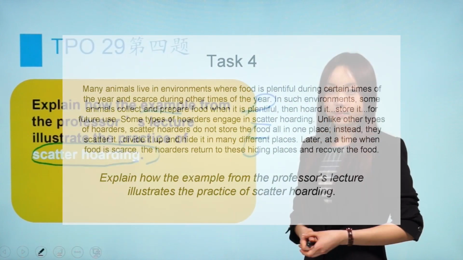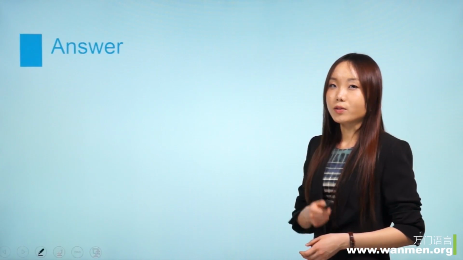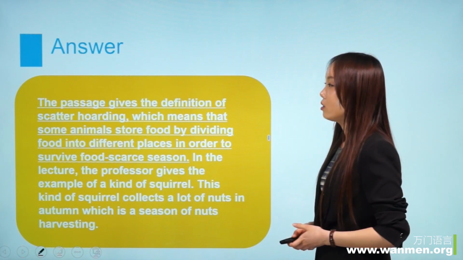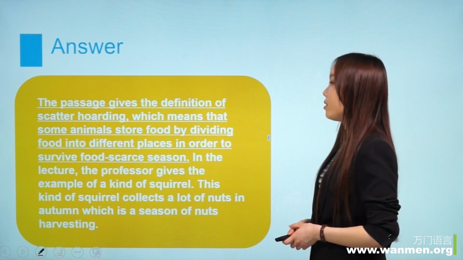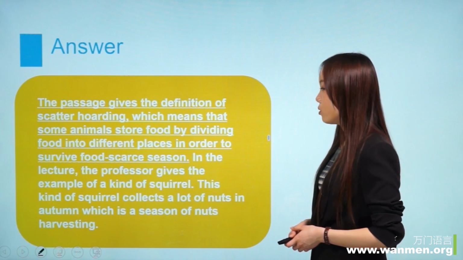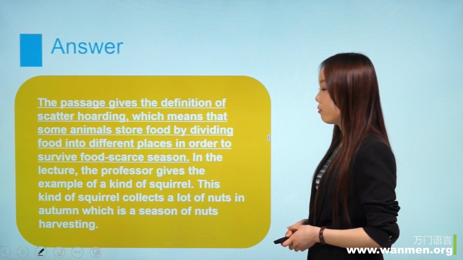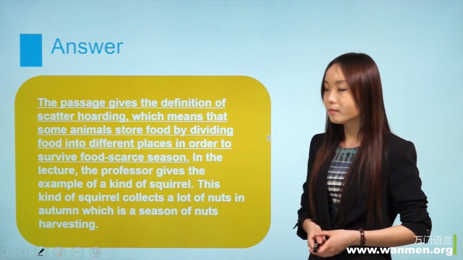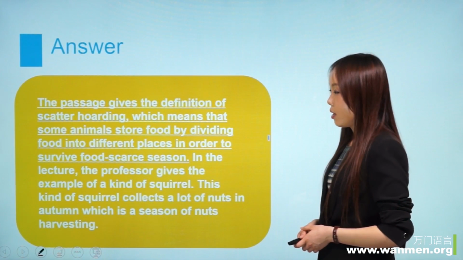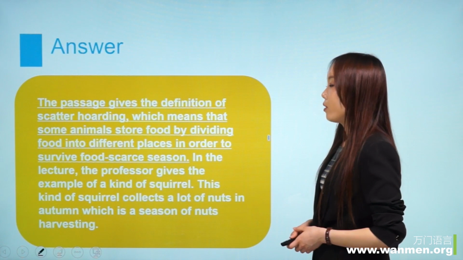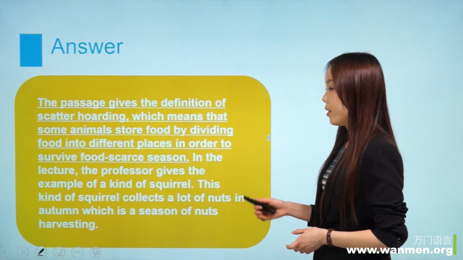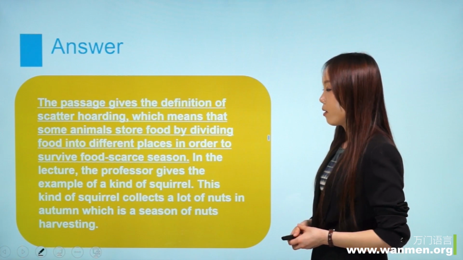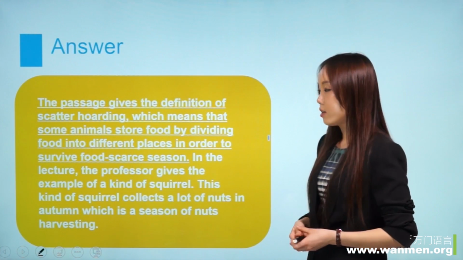好的，听力过后呢，我们首先呢给出一个定义。The passage gives the definition of scatter hoarding, which means that some animals store food by dividing food into different places in order to survive food scarce season. In the lecture, the professor gives the example of a kind of squirrel. This kind of squirrel collects a lot of nuts in autumn, which is a season of nuts harvesting.